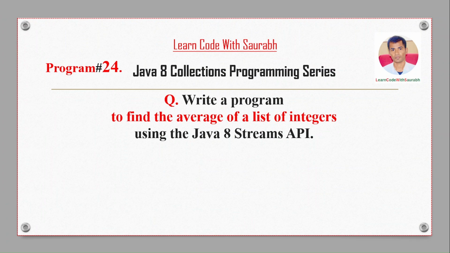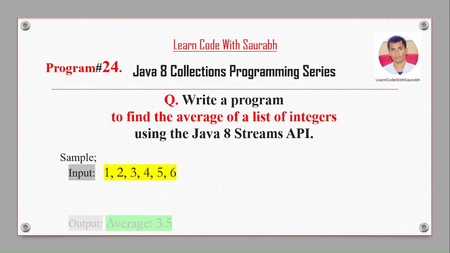Today I'm going to solve a program to find the average of a list of integers by using the Java Stream API. For example, we have some inputs like 1, 2, 3, 4, 5 and 6, and then we will get that average.